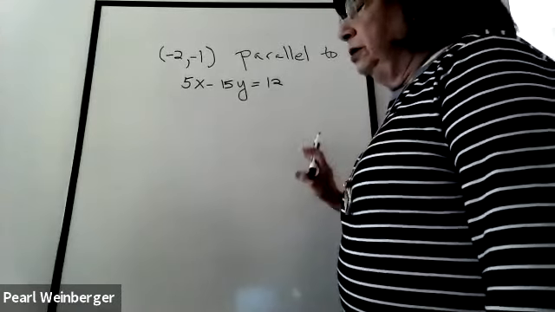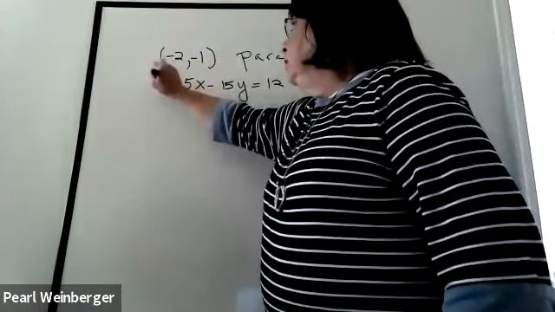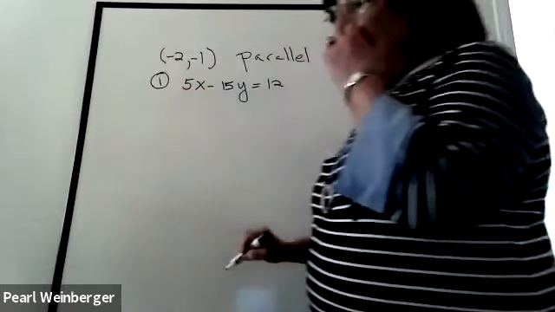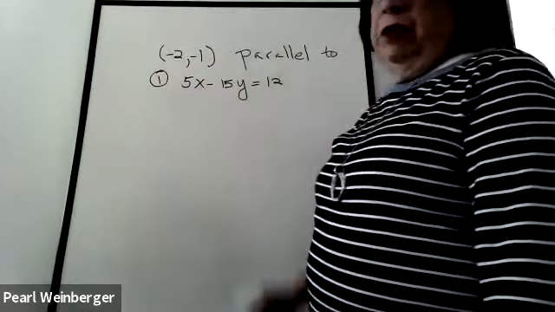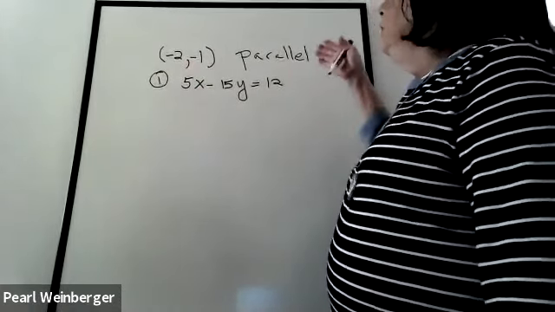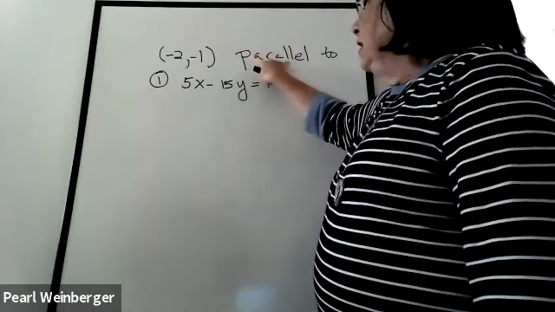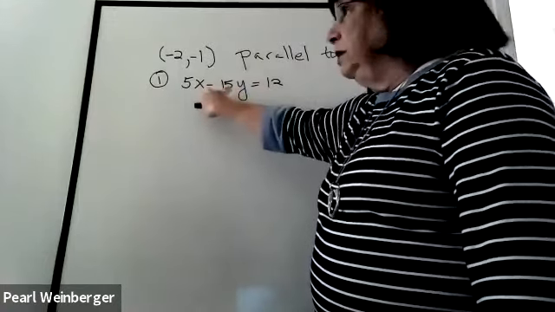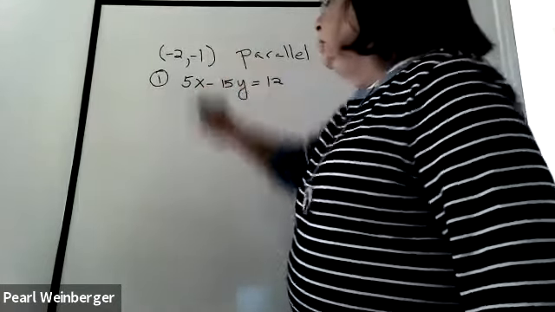Let's understand what they're saying. They're giving me the equation of a line. Let's call this line 1. We know what the equation of this line is. They want me to write the equation of a new line, that's going to be parallel to this line, but it's going to be going through this point here.